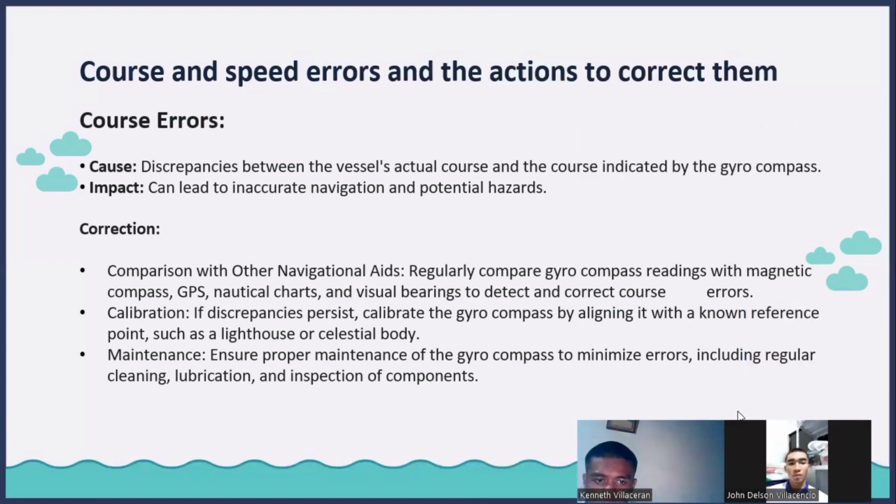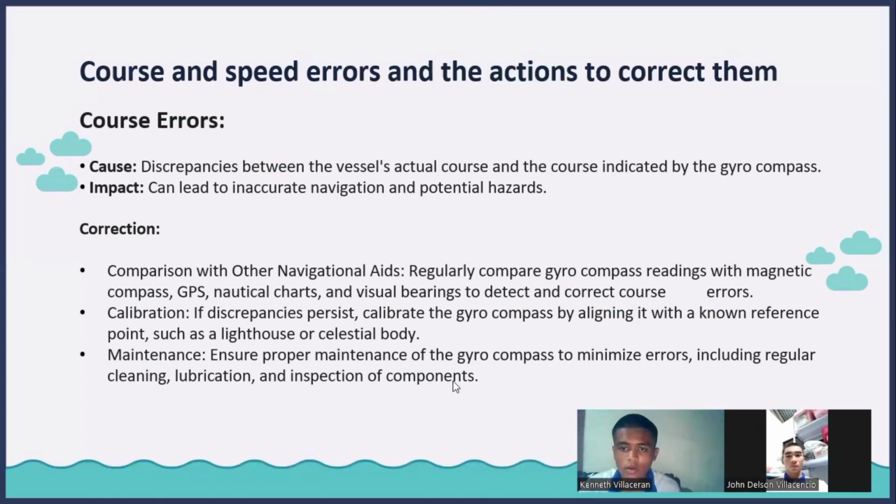So, magnetic compass, GPS, nautical charts, and visual bearings to detect course errors. Calibration: for course errors, if discrepancies persist, calibrate the gyro compass by aligning it with a known reference point such as a lighthouse or celestial body. Maintenance: ensure proper maintenance of the gyro compass to minimize errors, including regular cleaning, lubrication, and inspection of components.